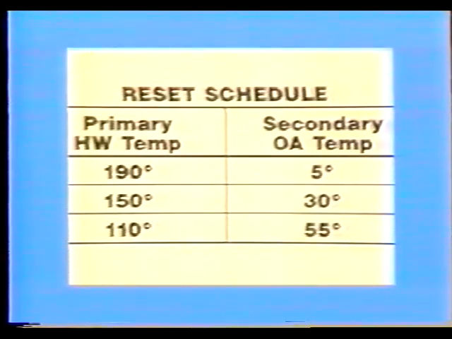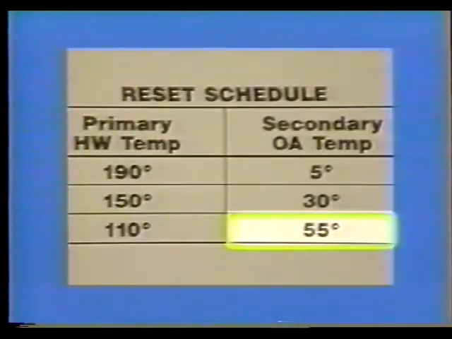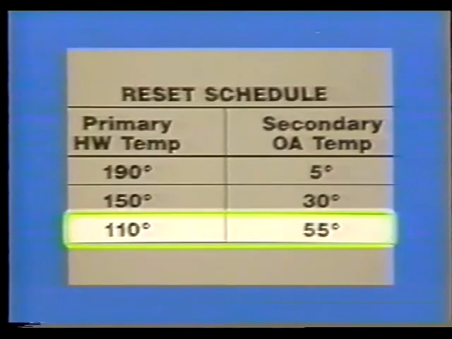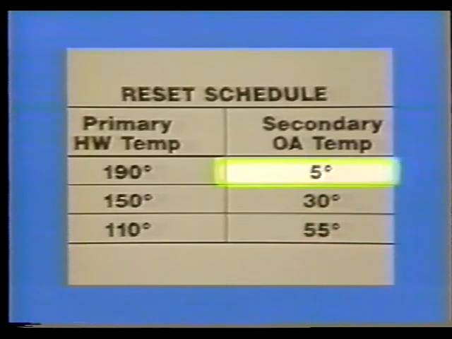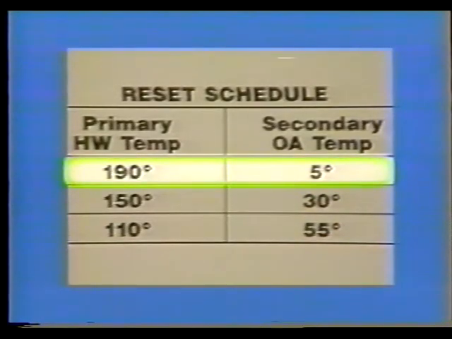This example of a reset schedule shows the changes in set point for the receiver controller based on a relationship to the changing outside air temperature. At 55 degrees outside, the hot water supply need only be 110 degrees. However, as the temperature outside begins to drop, it is necessary to increase the temperature of the hot water. When the temperature outside drops to 5 degrees, the hot water supply must be reset to 190 degrees.